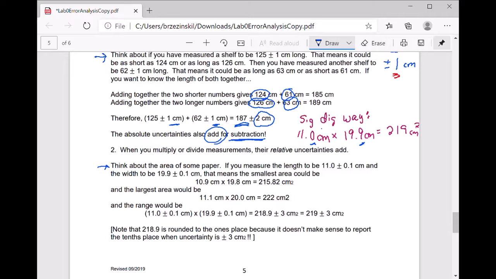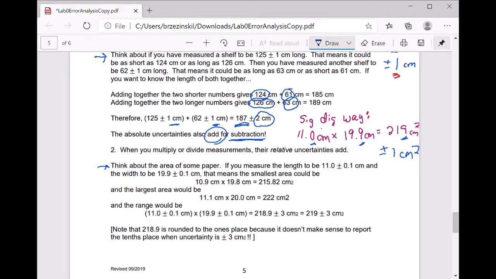0.1 centimeters uncertainty. Then when we multiply these together, we get 218.9, but then we round that to 3 significant digits and we get 219 square centimeters. So this is implying that we have uncertainty in the ones place. And we were talking about this as being plus or minus 1 centimeter squared.